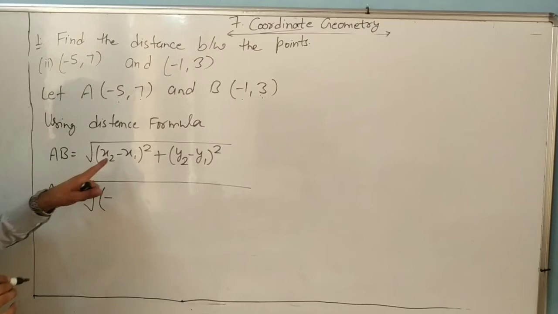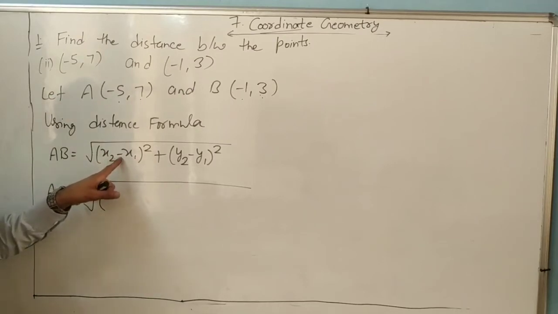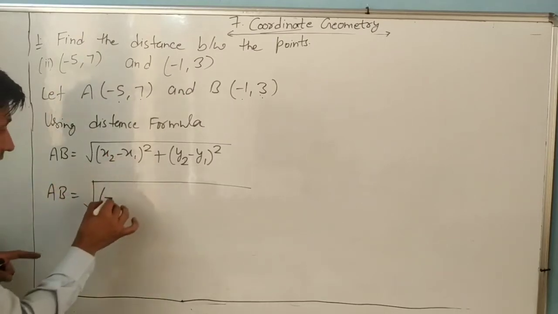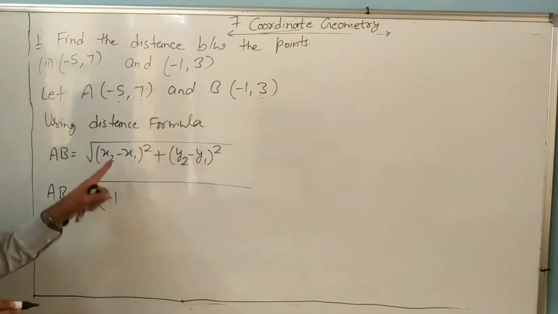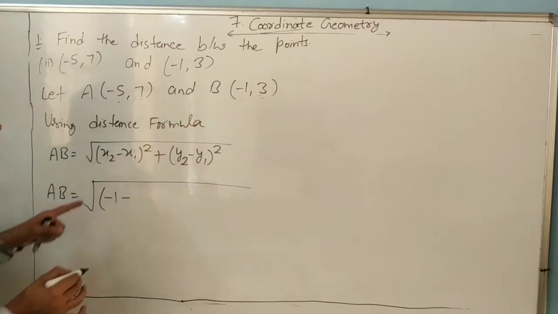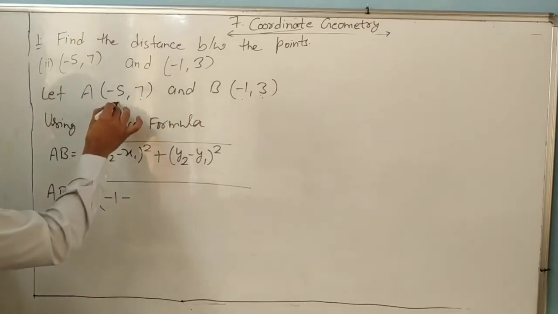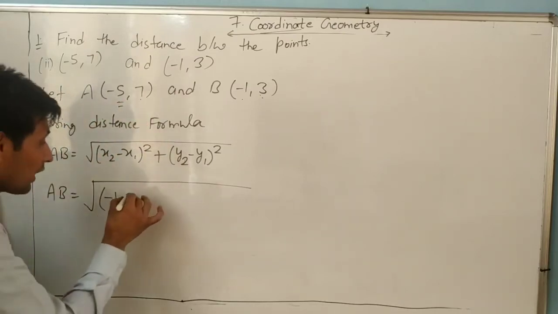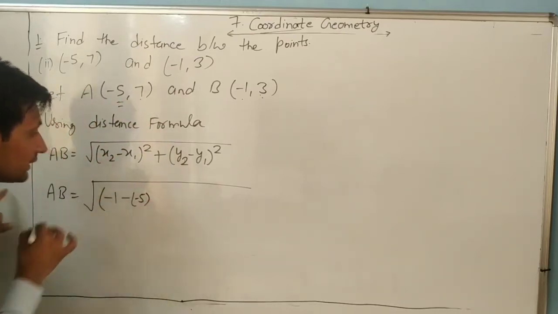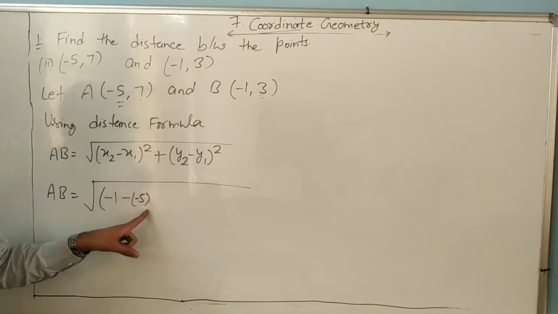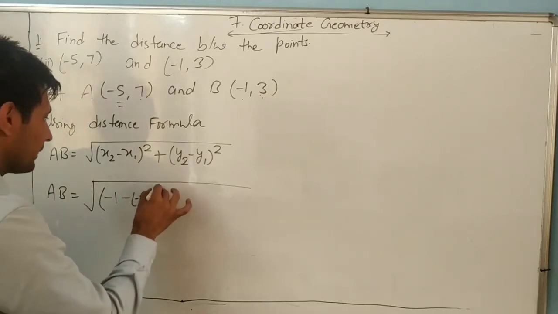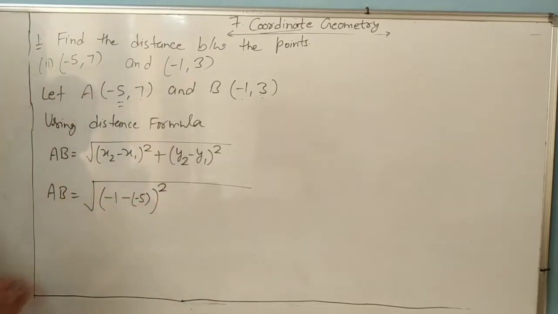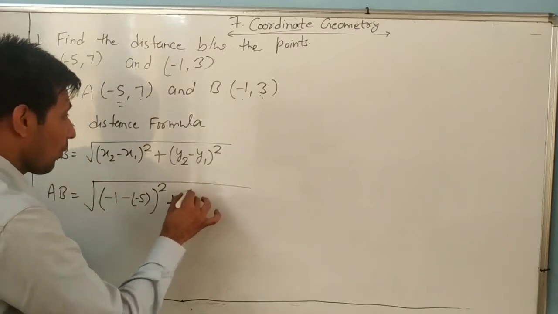-1. Next is minus sign. Look at minus sign, -1. Next again minus sign and again x1. How much is x1? -5. So we will write again minus like this one, because negative into negative becomes positive, and it's a big bracket square. Understand? Now plus y2.